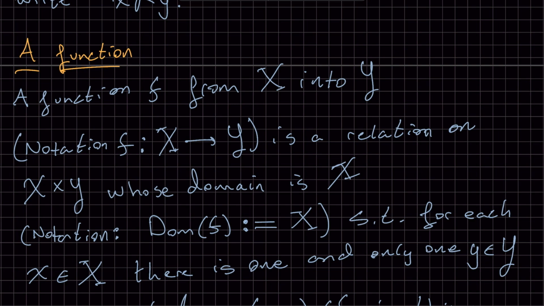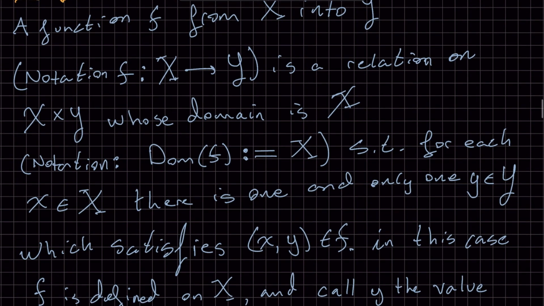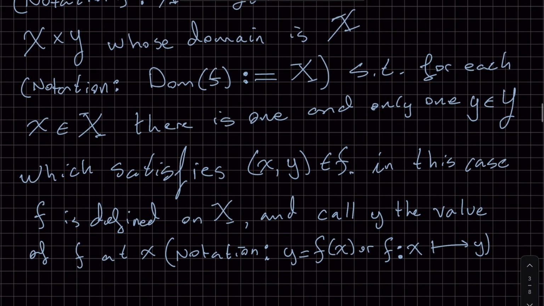A function f from X into Y, notation f colon X arrow Y, is a relation on X cross Y whose domain is X. Notation dom f is equal by definition to X, such that for each x in X, there is one and only one y in Y which satisfies (x, y) in f. In this case, f is defined on X, and we call the y value the value of f at x. Notation y equals f of x. And this is the notation you learn in algebra and calculus and whatnot.